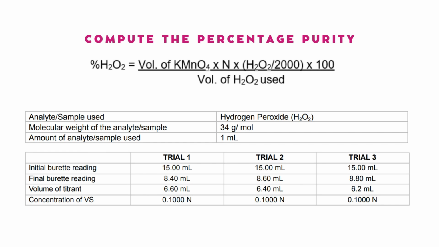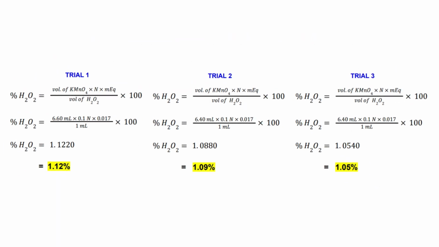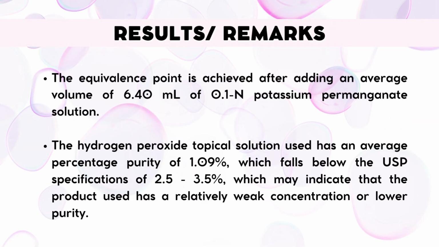Trial 1 yielded 1.12%. Trial 2, 1.09%. Trial 3, 1.05%. Upon the end of the titration process, the process does not yield a positive result.